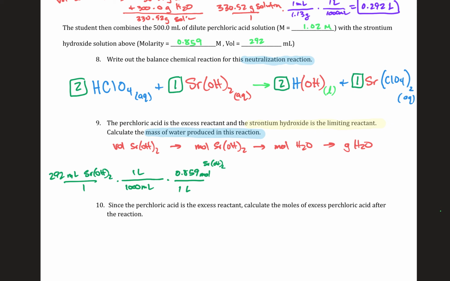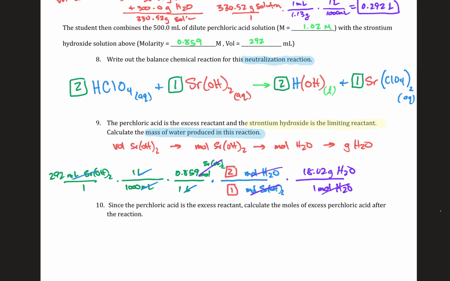So we start with 292 milliliters of strontium hydroxide, where every 1,000 milliliters is 1 liter. And now that we have a liter unit, we know that every 1 liter of strontium hydroxide will be 0.859 mole of strontium hydroxide. We get that from our molarity. We can now use our mole ratio from the balanced chemical equation of 2 to 1 to go from every 1 mole of strontium hydroxide reacted will result in the production of 2 moles of water. And then using the molar mass of water of 18.02 grams, we can find out how many grams of water will be produced. And our final value is 9.04 grams of H2O were produced.